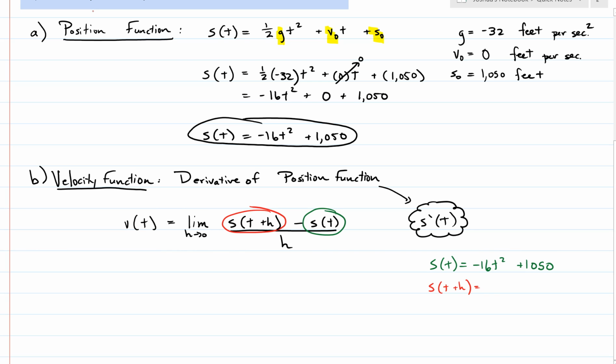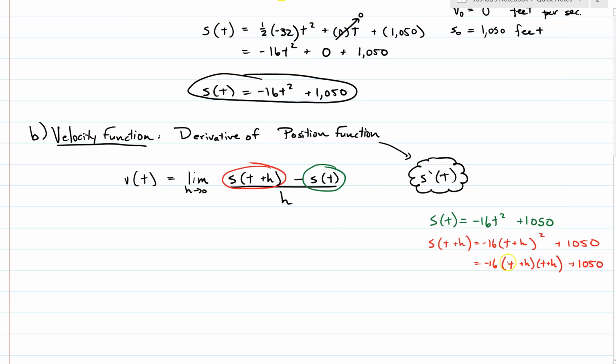S of t plus h is -16 something squared plus 1050. Now, I'm going to erase t right here, and I'm going to replace it with what I'm plugging in. And I'm plugging in t plus h. So it is t plus h quantity squared. Now those parentheses are important because when you square t plus h, you're multiplying t plus h multiplied by itself. So this is the expression we end up with, -16 times t plus h squared plus 1050.